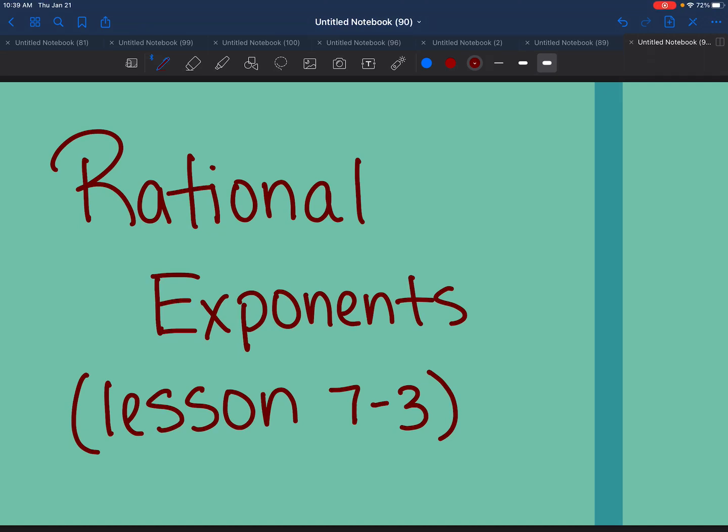Okay, we're going to do rational exponents, lesson 3. Can anyone tell me what the word rational means? Rational is any number that can be written as a fraction. So what type of exponents do you think we're looking at? Fractional exponents. Okay? All right.